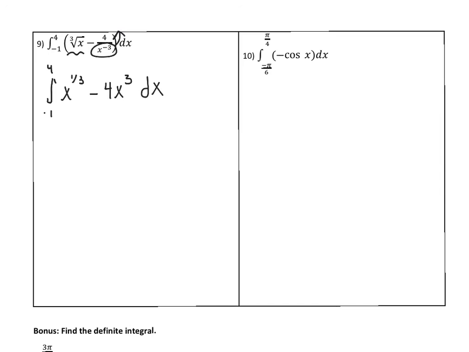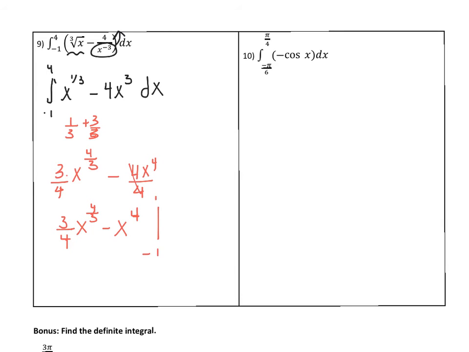So integrate. Add 1 to the power and then divide by that number or multiply by the reciprocal. So 1/3 plus 3/3 is 4/3. So x to the 4/3, multiply by the reciprocal. Minus, take the 3 and add a power, so add it to 4 and divide by that number. These 4's cancel. So we get 3/4 x to the 4/3 minus x to the 4th from -1 to 4.